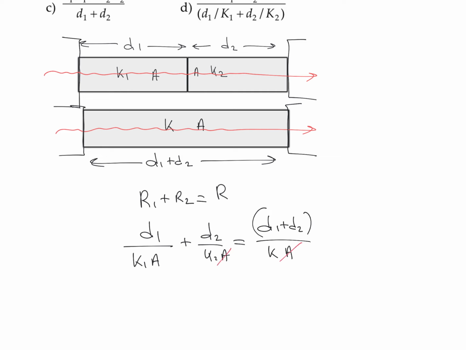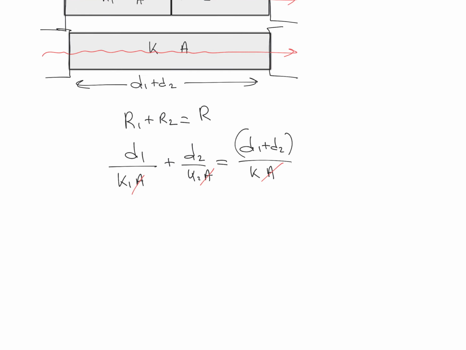So you can cancel this A, and you can write the value of K over here. The value of K is going to be d1 plus d2 divided by d1 by k1 plus d2 divided by k2.